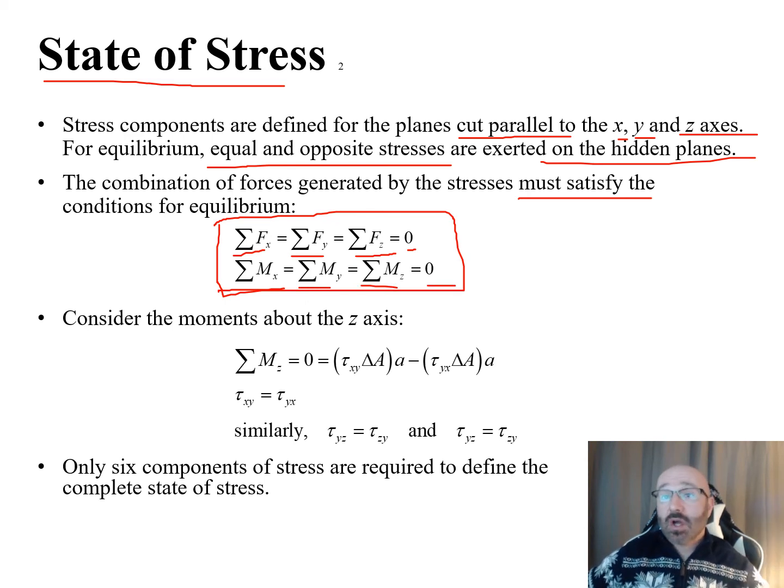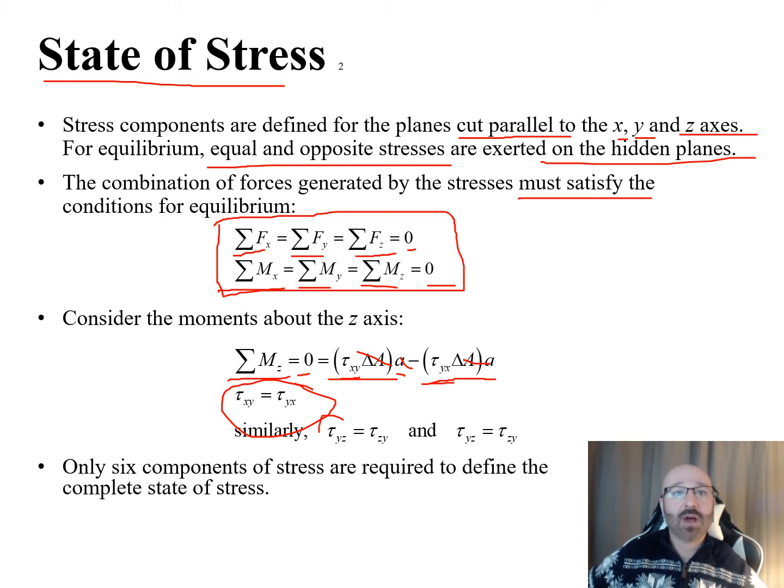If we consider the summation of moments about the z-axis, this is equal to 0. We can go back to the free body diagram on the previous slide and see force times perpendicular distance. What creates a moment about z? We have the shear stress tau xy delta A times A, minus tau yx delta A times A. Certain things cancel out, our delta A's, so we have 0 equal to tau xy minus tau yx, or tau xy is equal to tau yx.